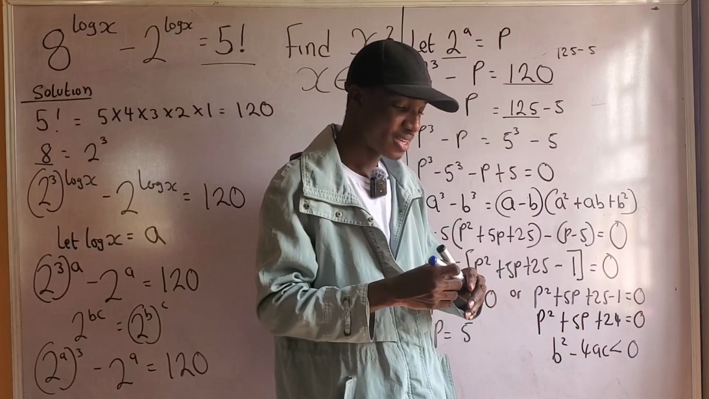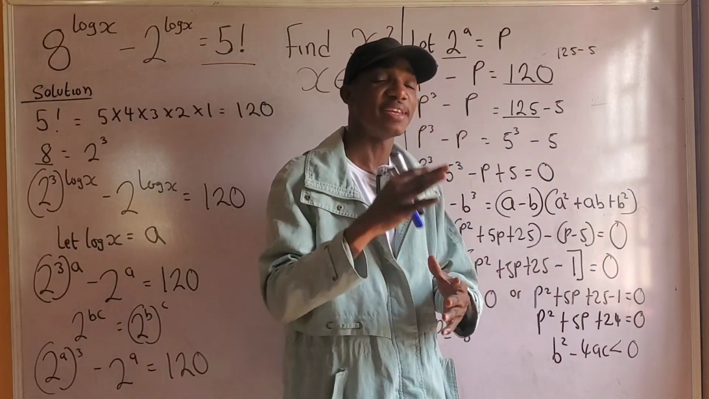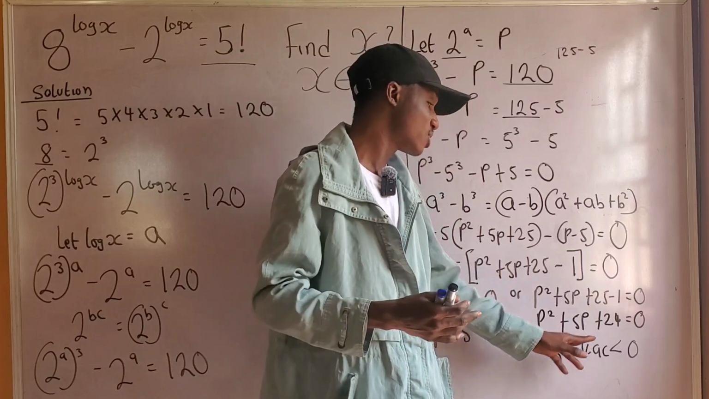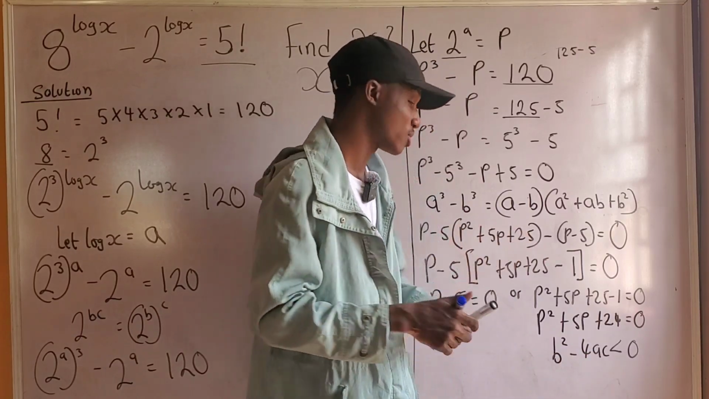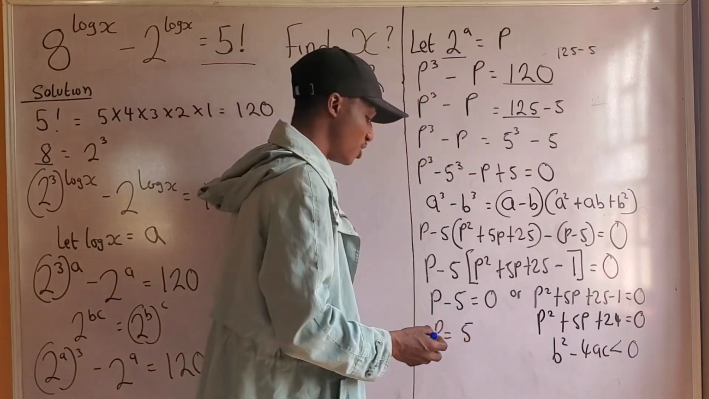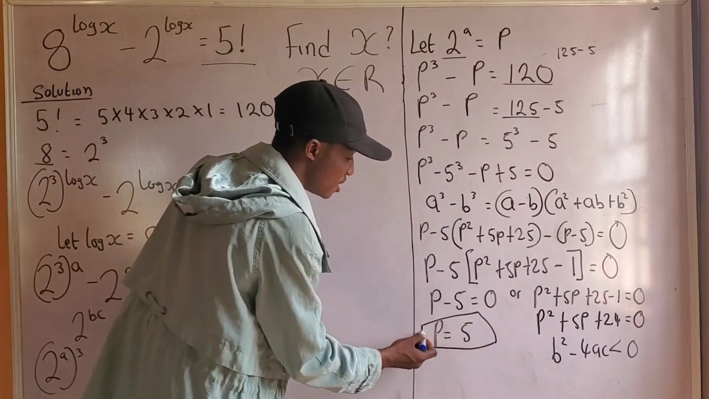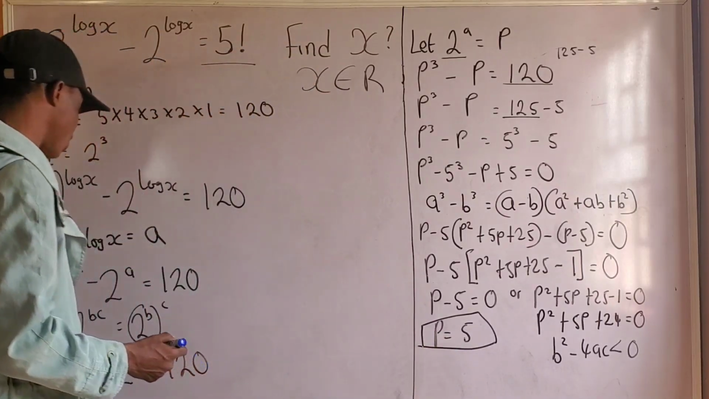Do you know the reason? The reason is simply because the discriminant is less than 0. And if the discriminant is less than 0, this quadratic equation doesn't have any real root. You understand? There is no real root because the discriminant, b squared minus 4ac, is less than 0. So the only real solution that we have is p equals to 5. Do you understand? Okay, now let us go back to the question.